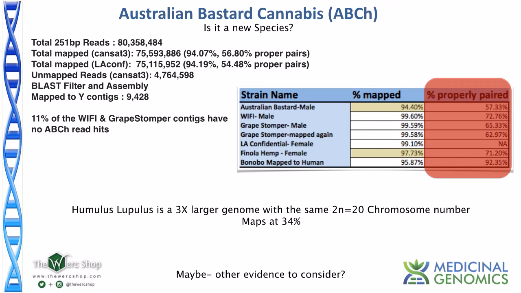So what is kind of interesting is that 11% of the Wi-Fi and Grapesnapper contigs have no Australian bastard chromosome hits. These are basically the male-specific contigs that we've looked at. We tried to go through here and do some work finding male-specific contigs for the previous presentation about finding Y markers. And there's a handful of Y markers that are in the current male strains circulating in drug-type strains in the cannabis market that don't have any matches to this Australian bastard Y chromosome. So there's certainly some divergence there as well.